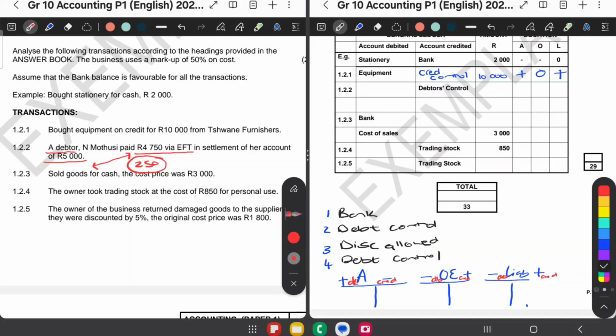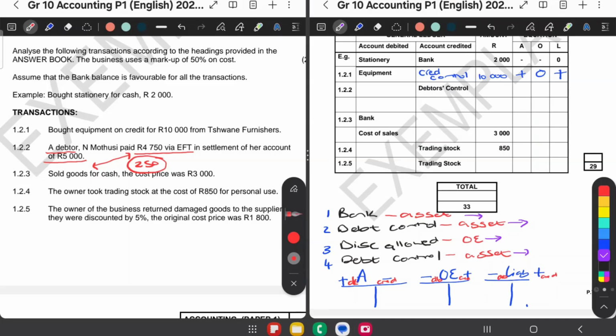Now we're going to classify the accounts. Let's write what kind of account these are. Bank is an asset. Debtors control is an asset. Discount allowed is an expense, so it falls under owner's equity. And then debtors control again is still an asset. Okay, let's make little arrows.